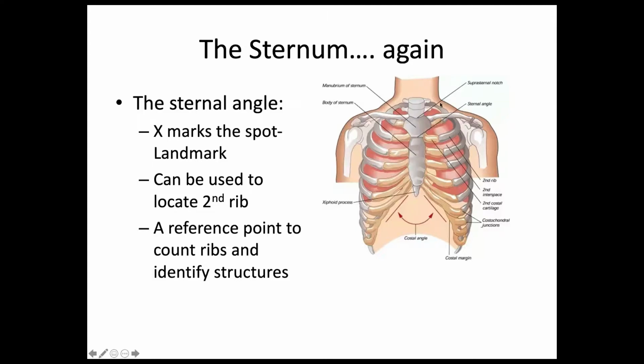That depression is the suprasternal notch or the jugular notch. That is where your trachea goes right through that notch, that opening. As you keep running your fingers down, you'll come across a ridge.